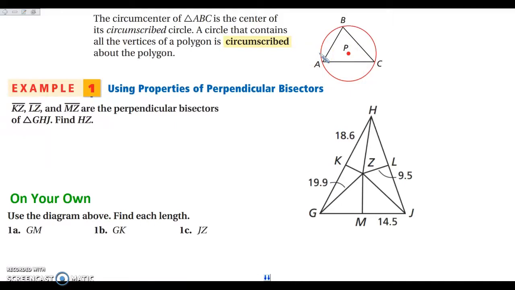So let's take a look here at example 1. If you have questions on any of that, go ahead and write those down now as we move on to this example 1.